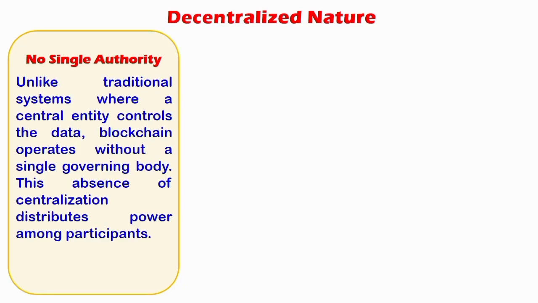Actually, in blockchain, there is not one big boss. Unlike traditional systems where a central entity controls everything, here power is spread among all involved. It is like a team effort. No single entity rules the domain, giving everyone a piece of the control.